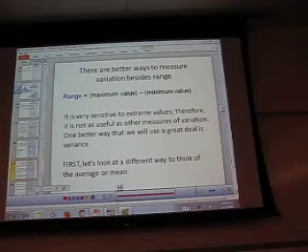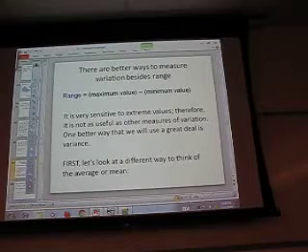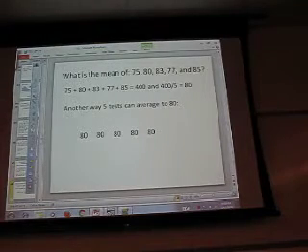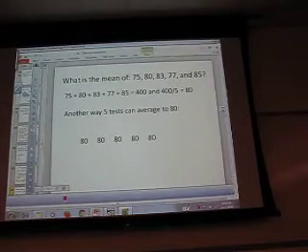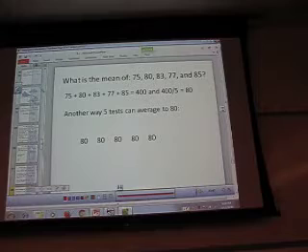Great. So range, not a bad way, but there are much better ways. Variance. That's the one that most of us use. So, what's the mean of these 5 test scores? I add them up, divide by 5, because there's 5 of them. I get an average score of 80.